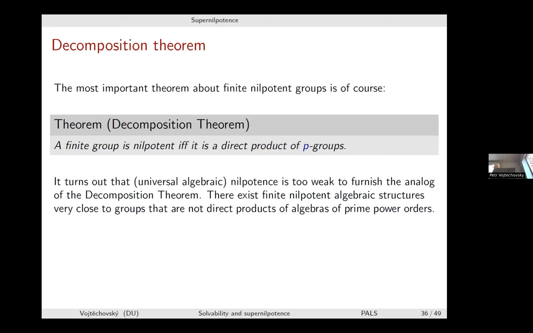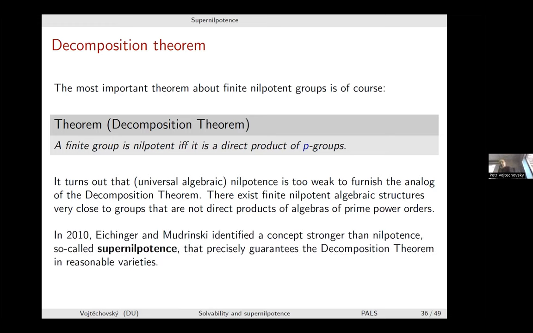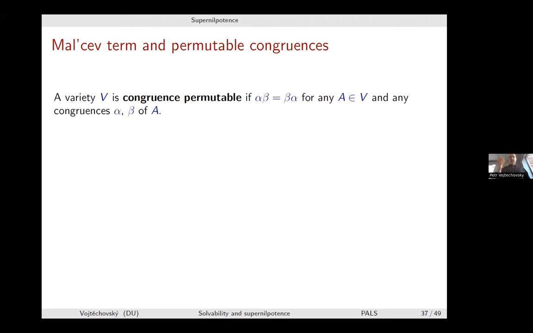And it turns out that nilpotence as a concept from universal algebra is too weak to give you the analog of this theorem more generally. But Erhard Eichinger, I'm sorry, I misspelled your name, and I did it consistently throughout the talk. I see it now, so my apologies for that. So Erhard Eichinger and Mudrinski identified a concept stronger than nilpotence, called supernilpotence, and that precisely guarantees the decomposition theorem in reasonable varieties, namely in varieties that are congruence permutable.